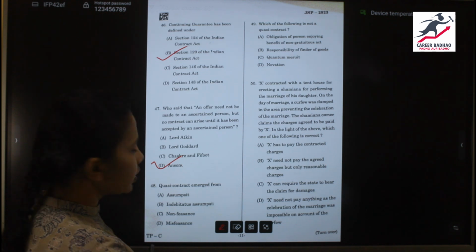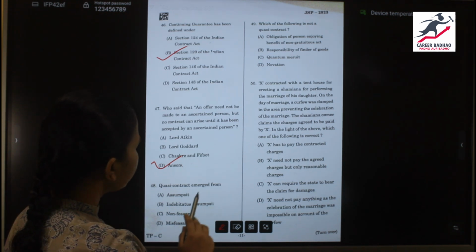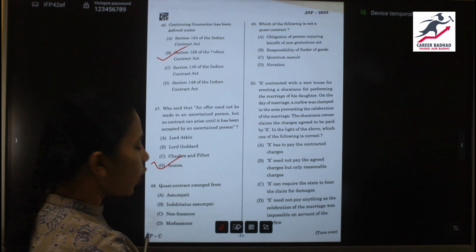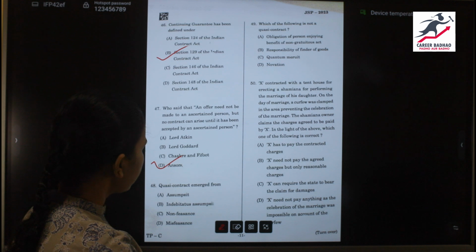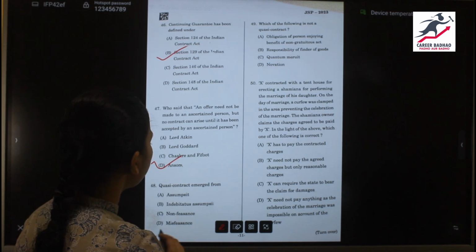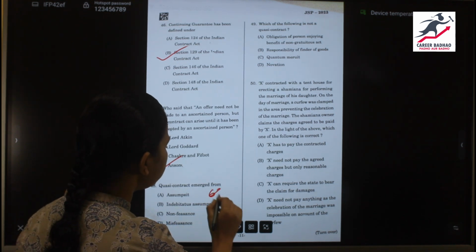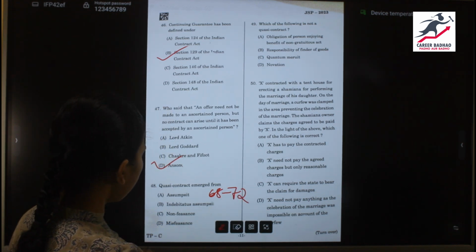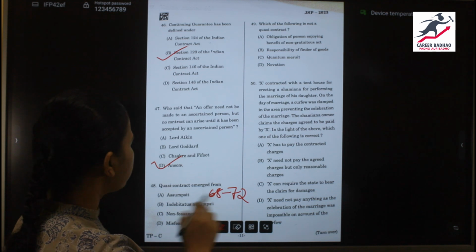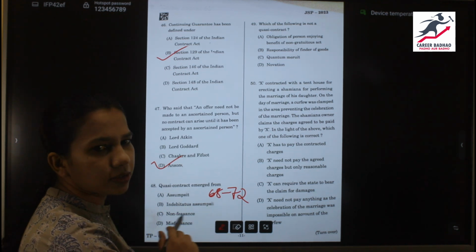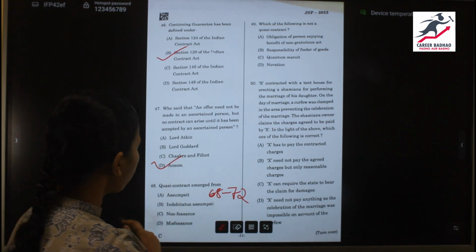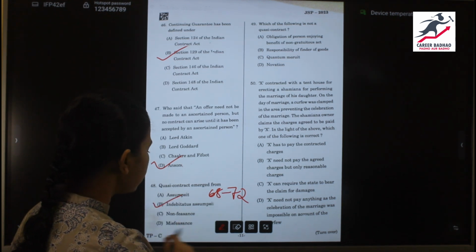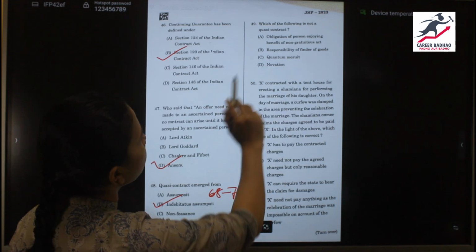Now let's move to question number 48. Quasi-contract emerged from assumption, indebitatus assumption, non-feasance, or misfeasance. So we all know that under Indian Contract Act, quasi-contracts are dealt with under section 68 to 72. So here the question is quasi-contract emerged from assumption. So assumption is the right to claim damages for a breach of contract, no. Indebitatus assumption, yes. Non-feasance, misfeasance? No.